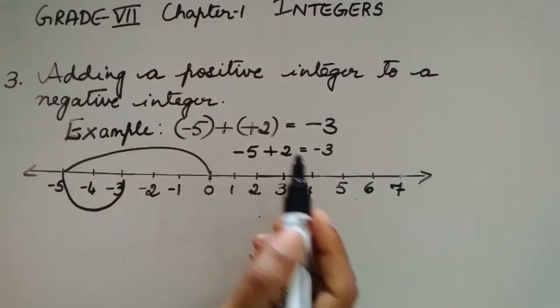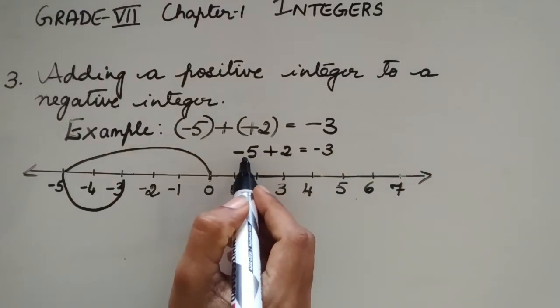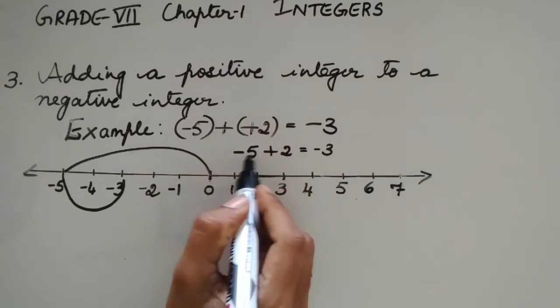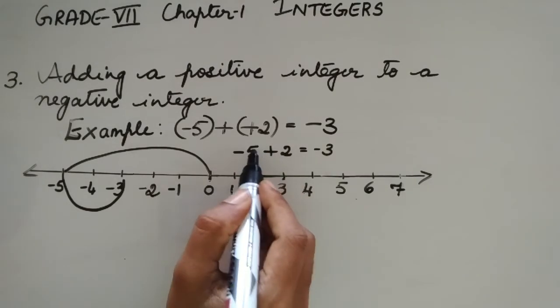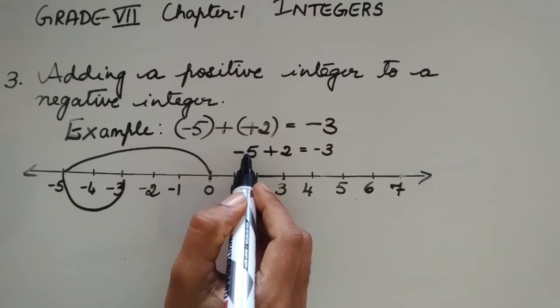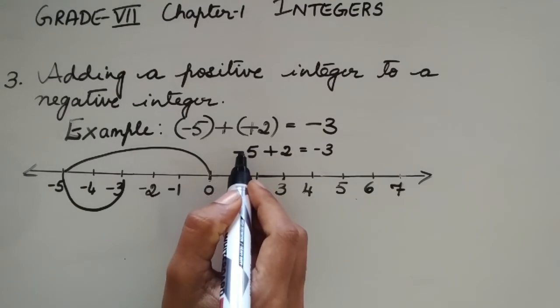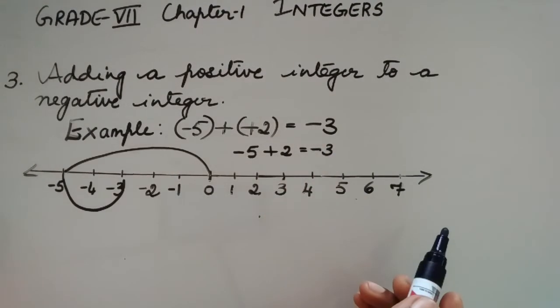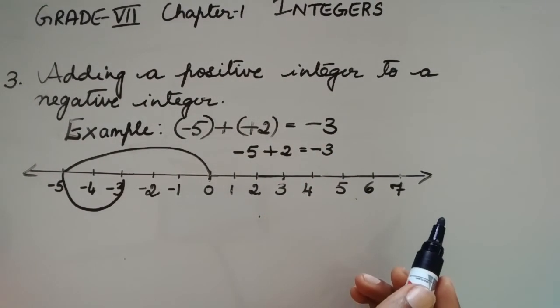And place the sign of the bigger integer. Now, in this, which is the bigger integer? It is 5, isn't it? 5 is the bigger integer. See only the numbers, not the signs. So, what is the sign of 5? It is minus, isn't it? So, we need to place minus sign here in the answer. Is this clear, students?